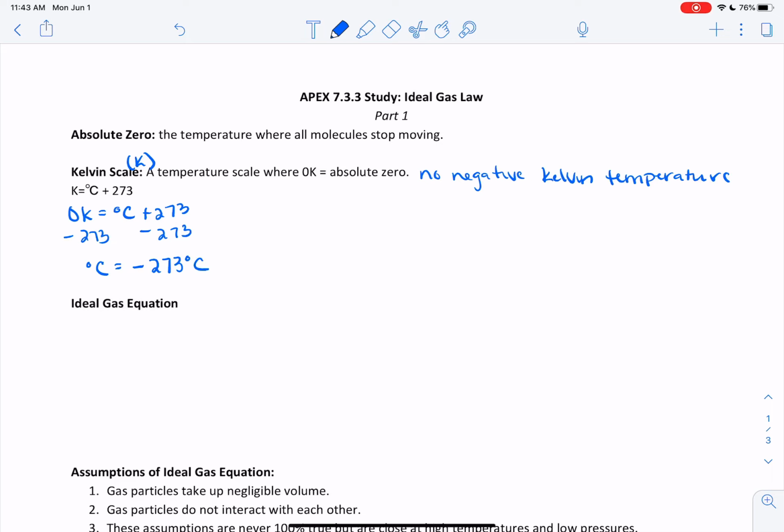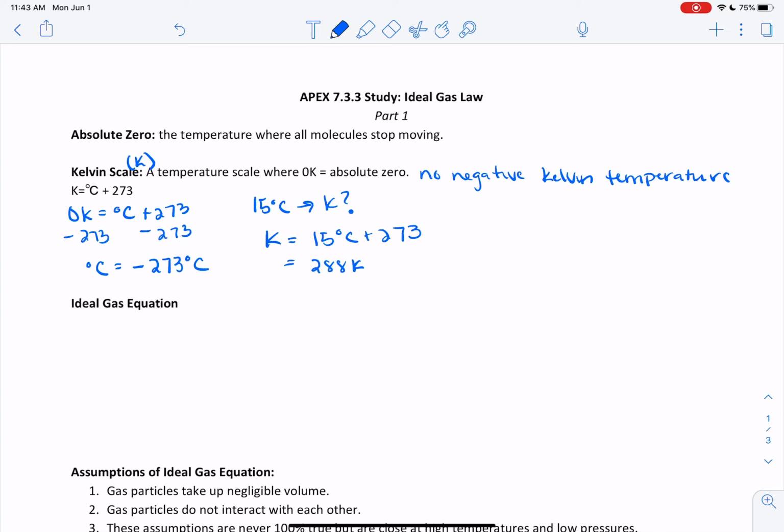We can also do these conversions with bigger numbers. So let's say 15 degrees Celsius. That's a temperature, it could be outside. What is that in Kelvin? So we would say K equals 15 degrees Celsius plus 273. And we would end up getting 288 Kelvin. So it's pretty simple to convert them. You just take your Celsius and you add 273. Or if you have Kelvin, you just take your Kelvin and subtract 273 to get Celsius.